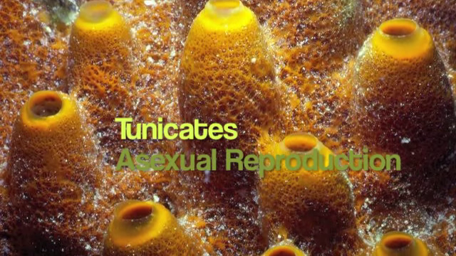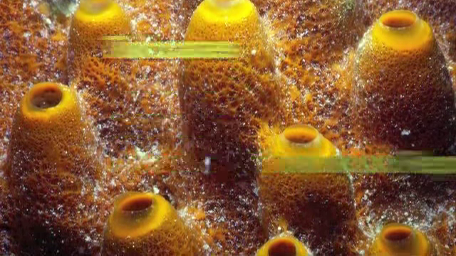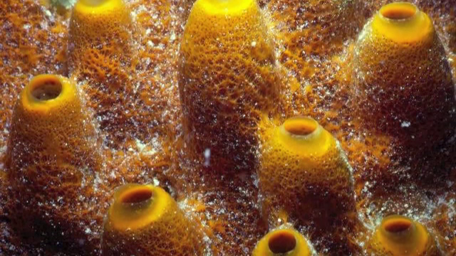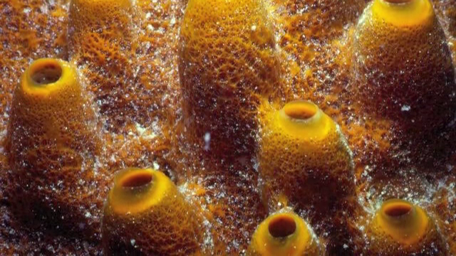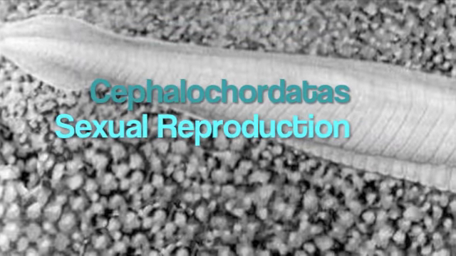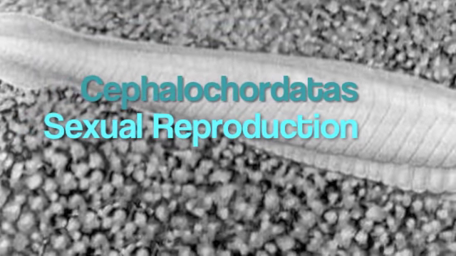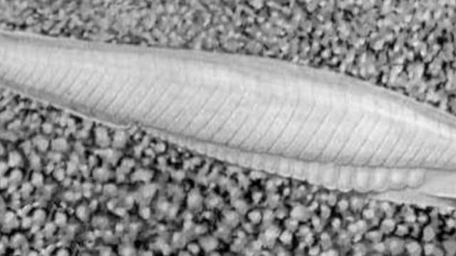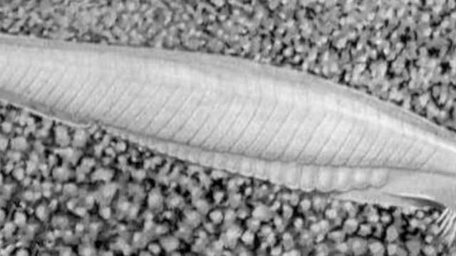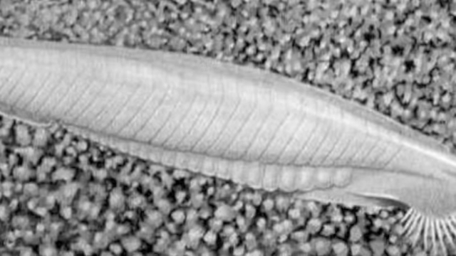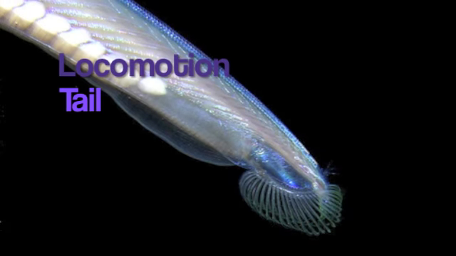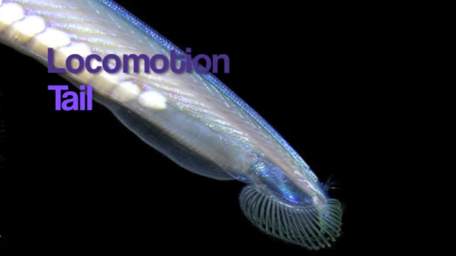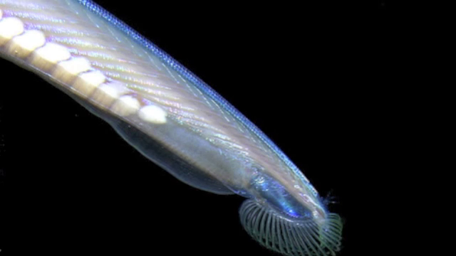Tunicates use an asexual reproduction method. For instance, they are hermaphrodites, which refers to an organism that possesses both male and female reproductive organs. In contrast, cephalochordata use a sexual reproduction method. For instance, lancelets, the most famous type of cephalochordata, have separate sexes. There are equal numbers of males and females in the population, and eggs and sperm are released into the water for fertilization. Tunicate larvae move by using their tails, and cephalochordates move by undulation of their bodies.